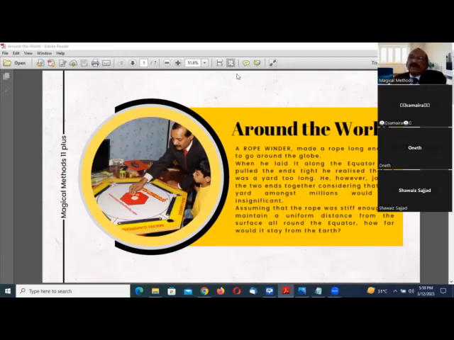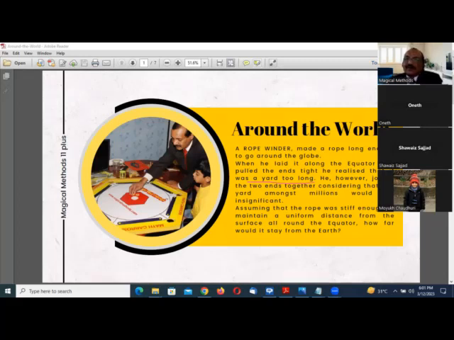We will start. Today we have a puzzle around the world, and in this we have a story of a rope winder trying to wind the whole earth. A rope winder made a rope long enough to go around the globe. When he laid it along the equator and pulled the ends tight, he realized that it was a yard too long. So he joined the two ends together, considering that 1 yard amongst millions would be insignificant.